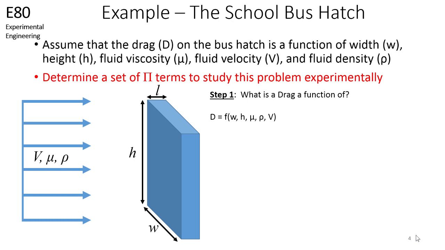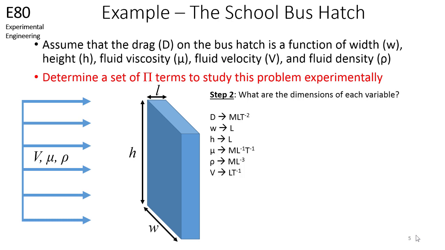Well, let's assume that the drag force on the hatch is a function of width, height, fluid viscosity, density, and velocity. Now we ask, what are the dimensions of each variable? Drag is a force in newtons, which means it has dimensions of mass times length divided by time squared. Width and height have dimensions of length, while viscosity has dimensions of mass divided by length times time. Density has dimensions of mass divided by volume, which is length cubed. Velocity has dimensions of length divided by time.